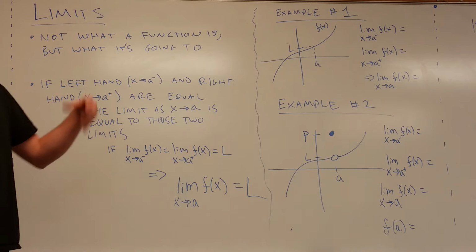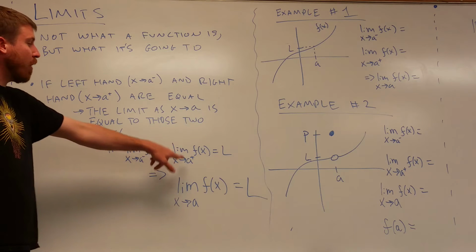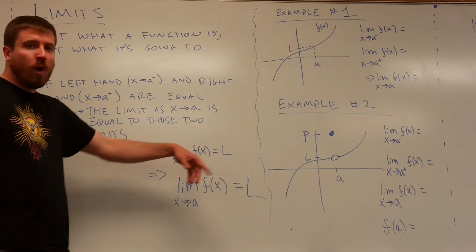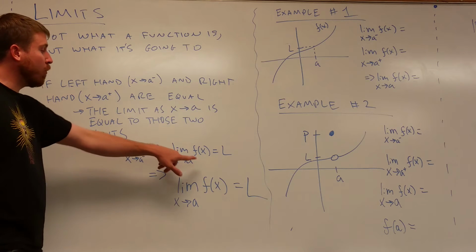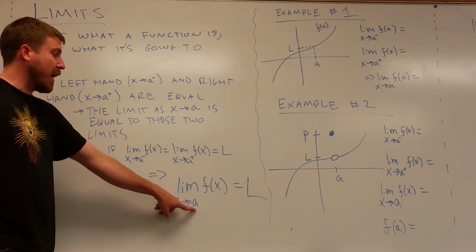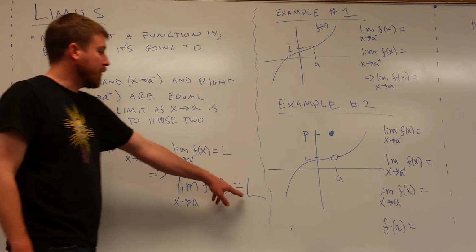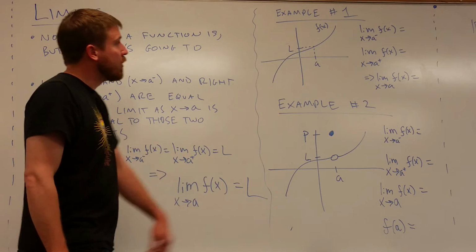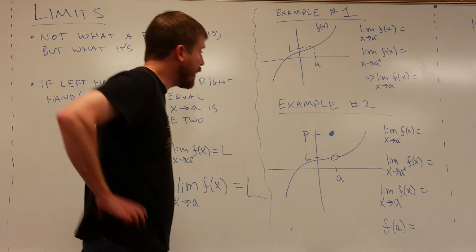So for example, in the last one we looked at, the left-handed limit and the right-handed limit were both equal to that y value L. If that's the case, if the left-handed limit and the right-handed limit are equal to L, then the limit as x approaches a, again, neither from the left or from the right, but from all sides, is also equal to that value L. So let's look at that example. We just did this right here.